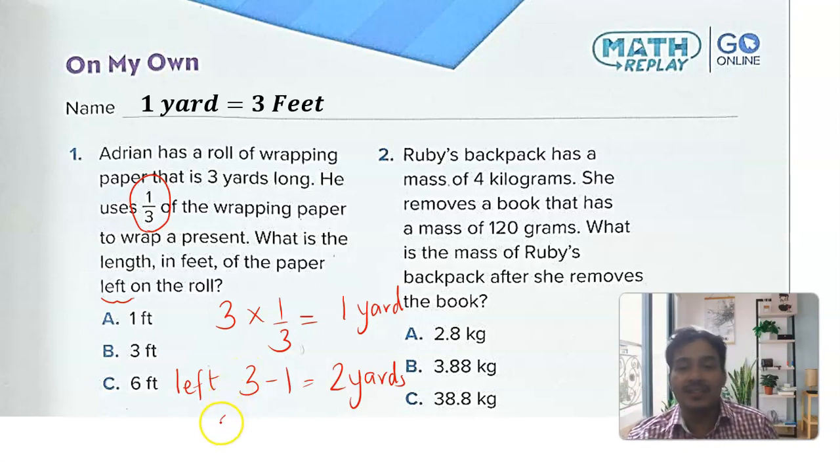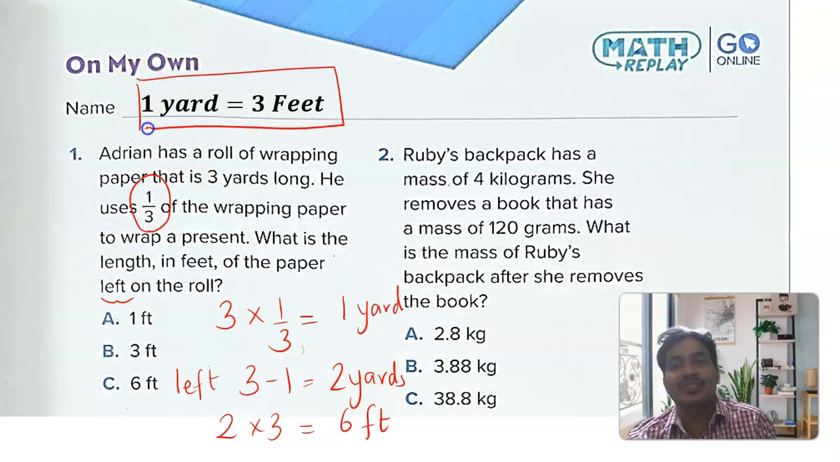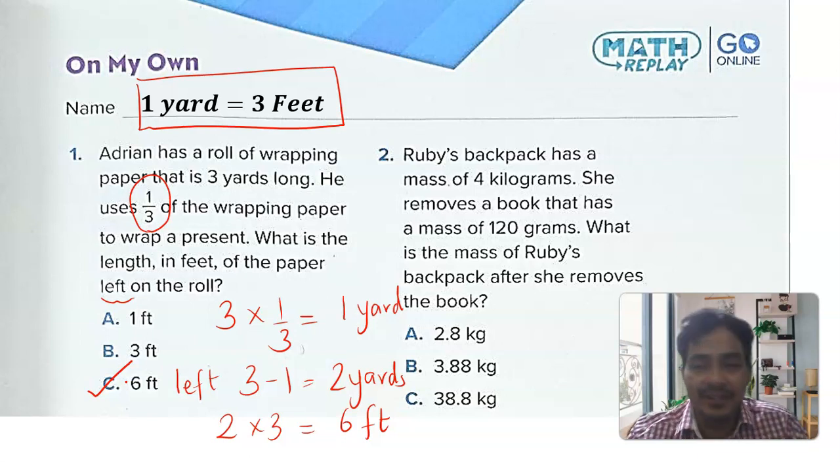So 2 yards will be 2 times 3, 6 feet. So you have to remember this, that 1 yard is 3 feet. So the answer is 6 feet. Clear?